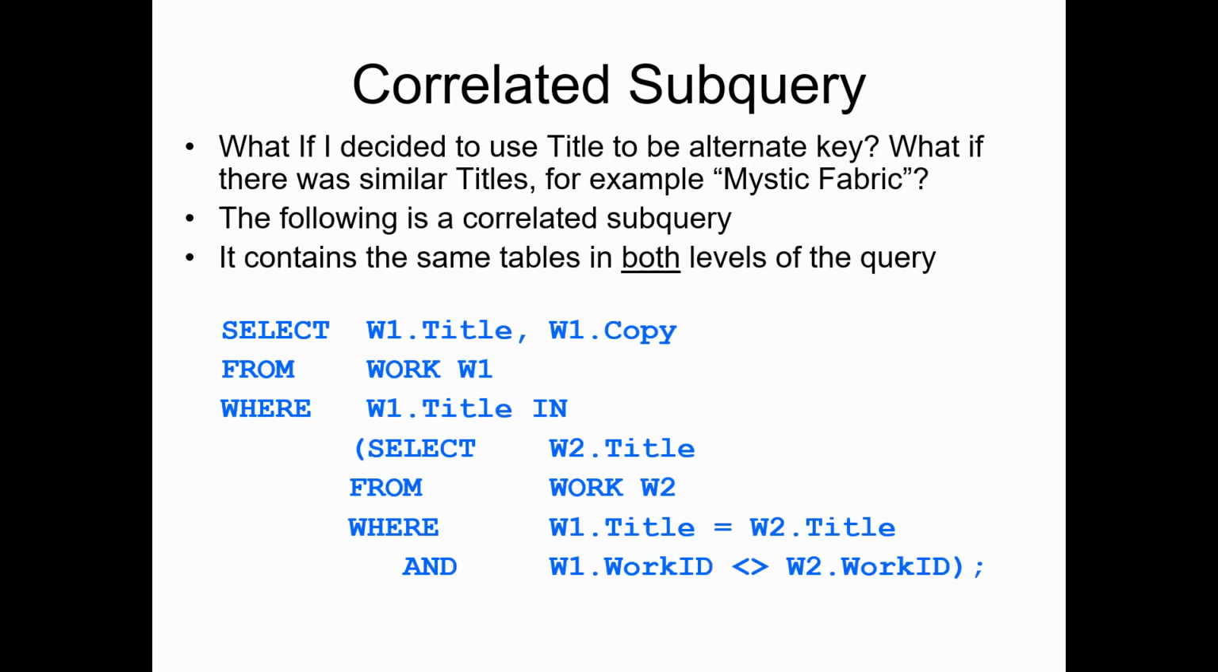But what if we decided to use title to be alternate key? What if there were similar titles? For example, that Mystic Fabric is repeated somewhere. To solve such a problem, we use the correlated subquery, where it contains the same tables in both levels of the query. The subquery purpose is to check if we have in the table title two work IDs with the same title. Once I know that there is a duplicate, then I can either change the title or not use title as my alternative key.